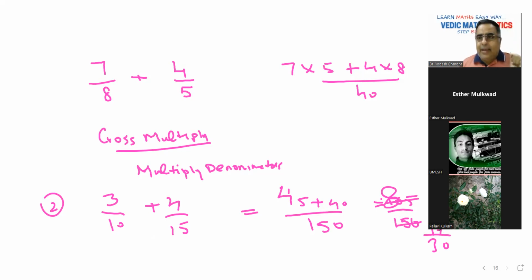So see, instead of those 5 steps, it's very simple. Cross multiply the numerators with the denominators and multiply the denominators, and your work is done. So this is the difference.